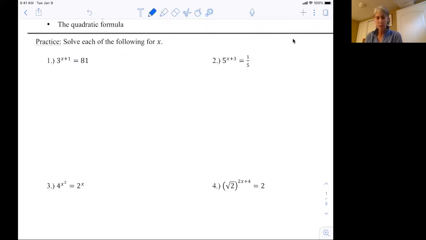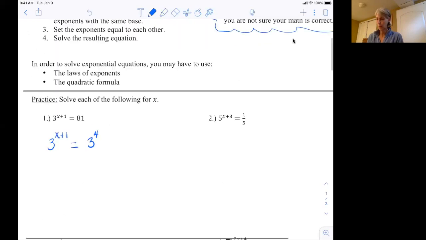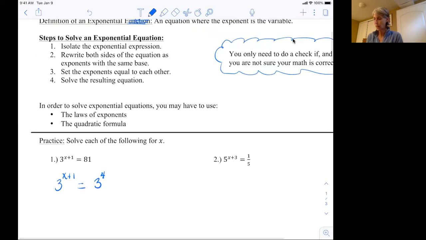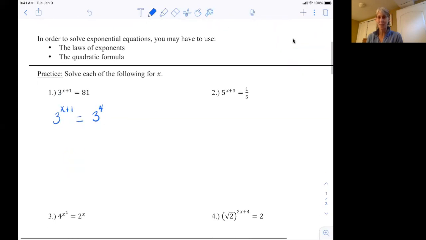So what we can do is, if you think about this number 3, that's the smallest base that you can have on that side of the equation. But on the other side, you want to think, how could you rewrite 81 as a power of 3? 3 raised to what power gives you 81? And that would be to the 4th power. Okay, so that's our rewrite both sides of the equation as an exponent with the same base.